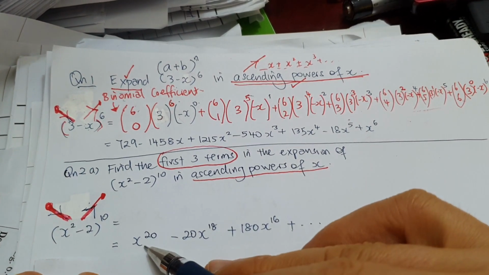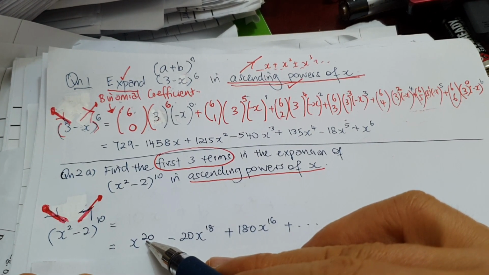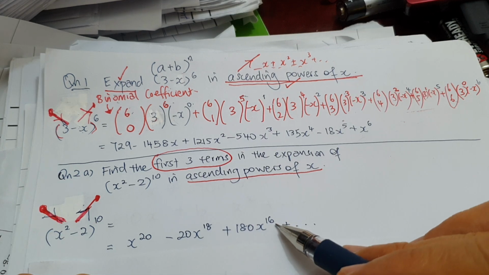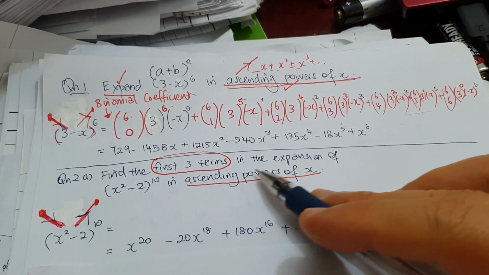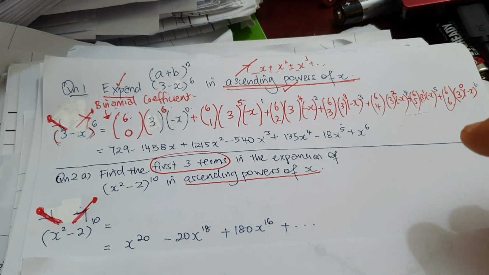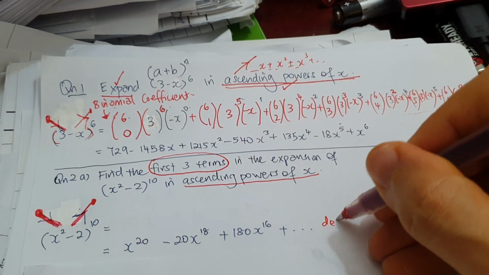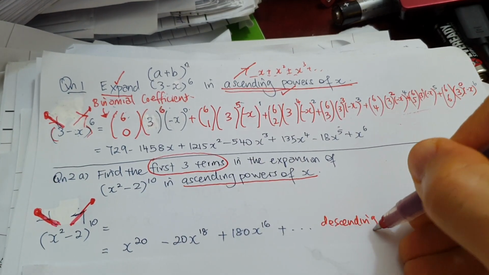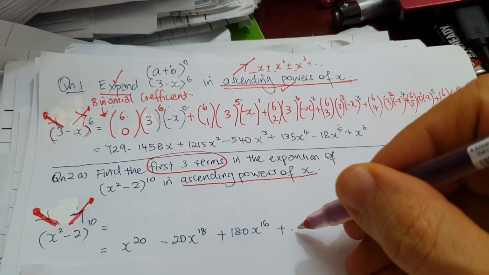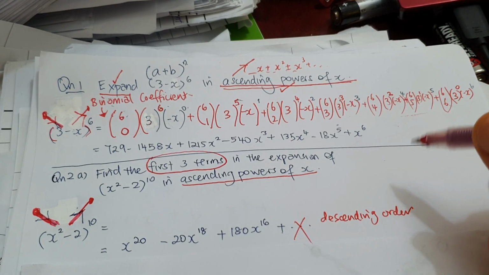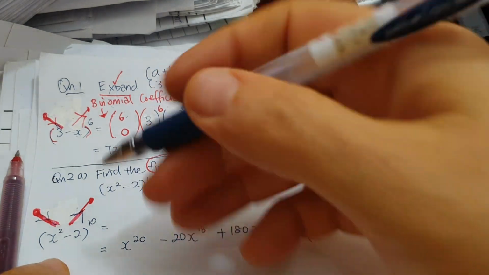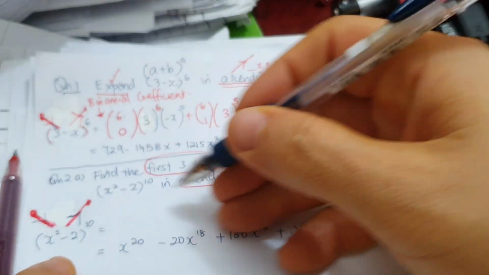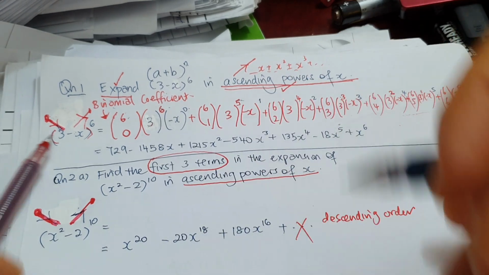Because you see, it is x to the power 20, then x to the power 18, then x to the power 16. This is descending order, but they want ascending order. Okay? So this is wrong. I purposely put it here. I show you how to do it first, because now we are having a lesson. Although this method is wrong, later I'll show you the correct one, alright?